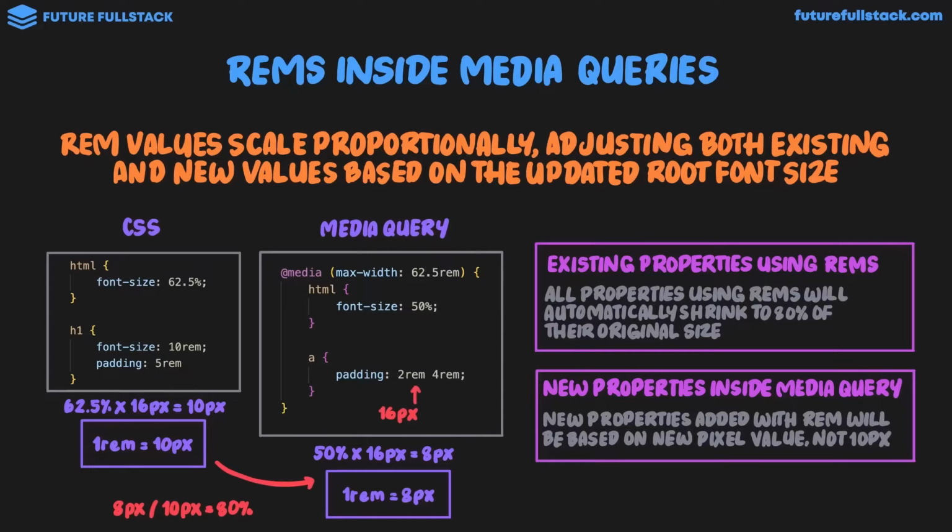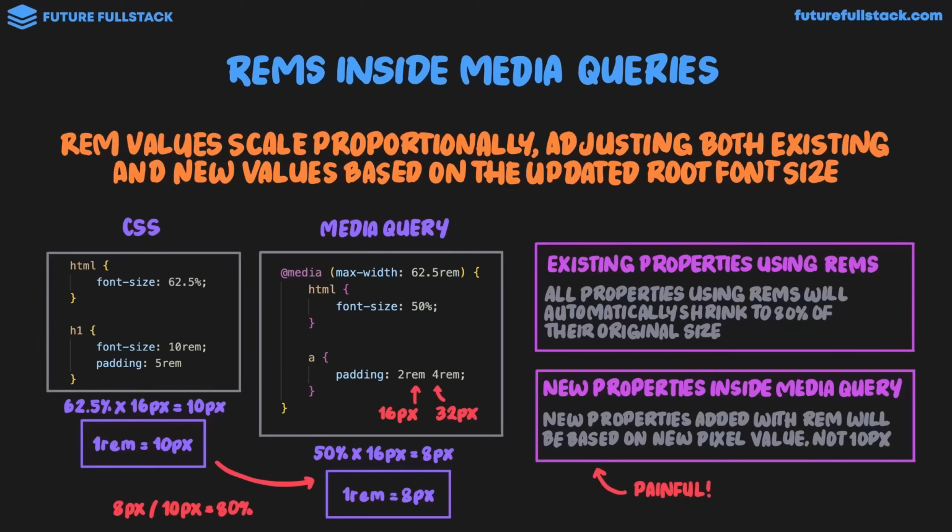And the padding left and right is 4 times 8 pixels. That is 32 pixels. So this is just a bit painful. It means that for every media query, when you want to add a new property, technically the rem value will be different depending on what media query you're in.